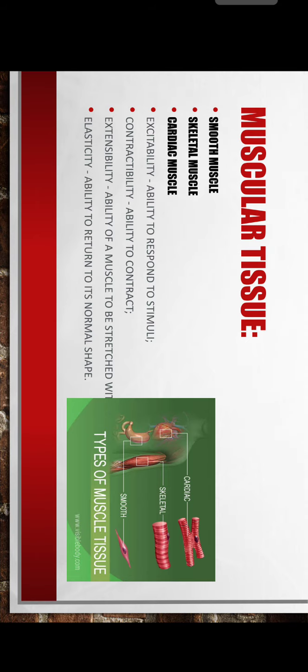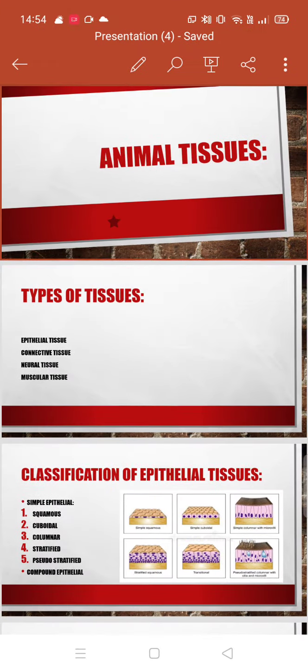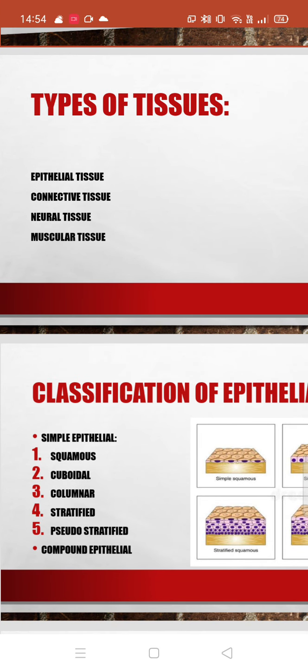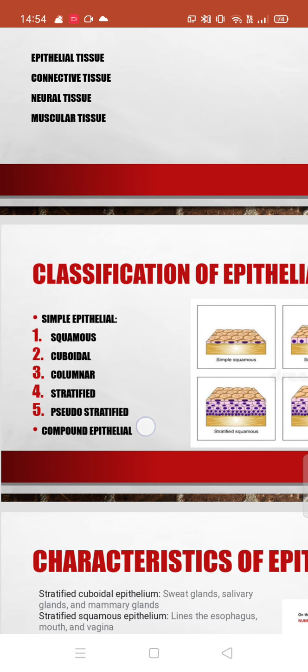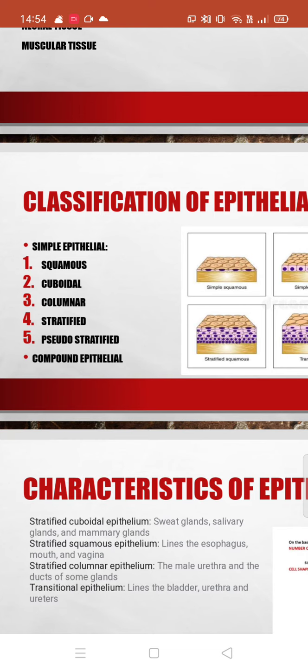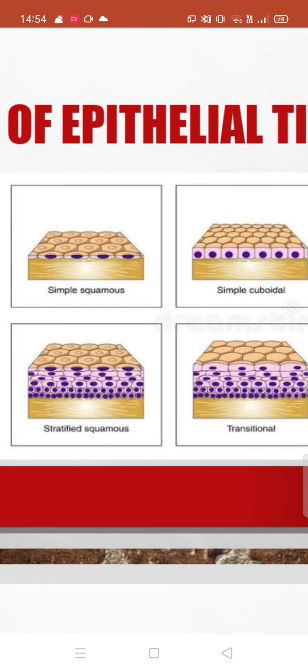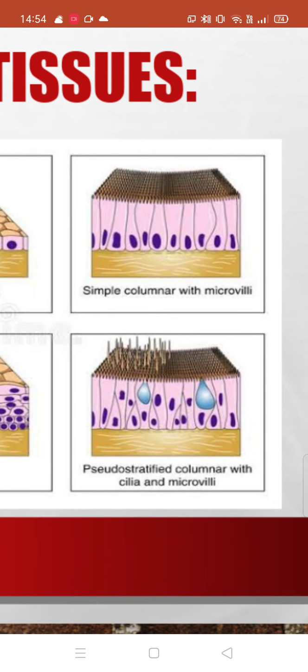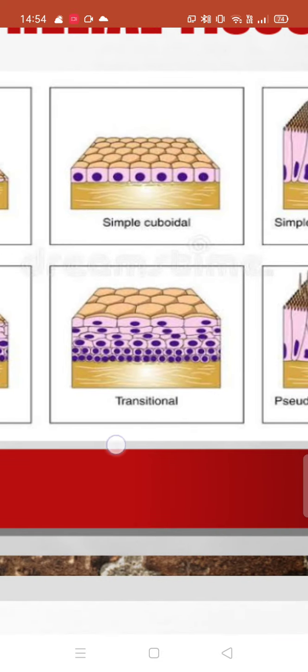Animal tissues are of four types. One is epithelial, the second is connective tissue, the third is muscular tissue, and the fourth is neural tissue. In epithelial tissue, what is the classification? Squamous, cuboidal, and columnar. Here are the pictures: simple squamous, simple cuboidal, and simple columnar.